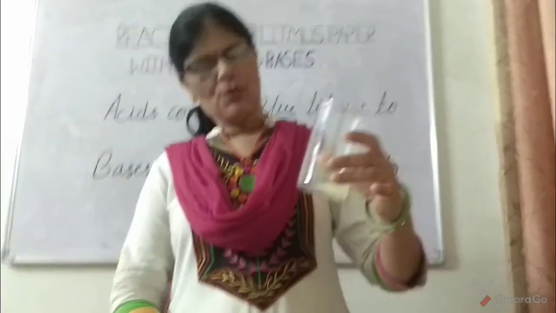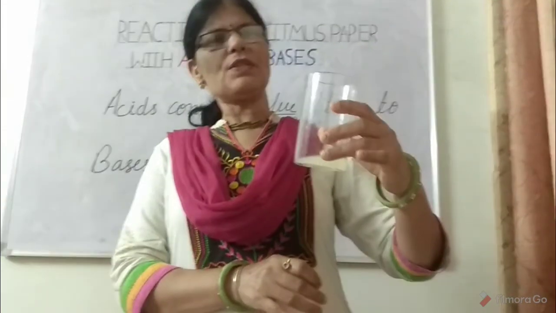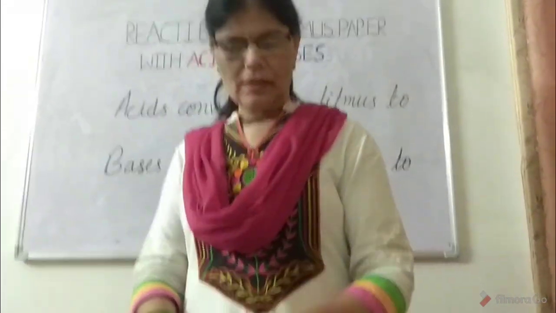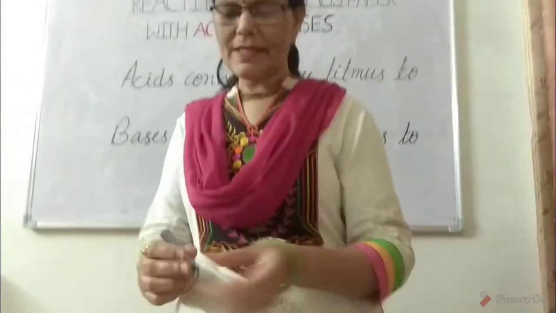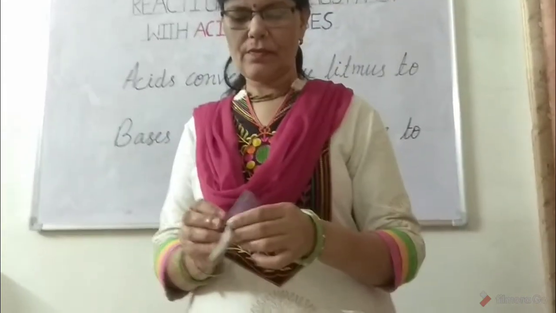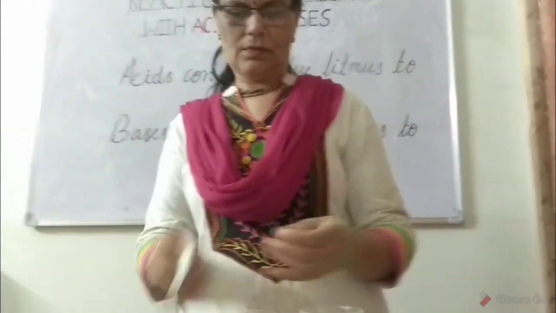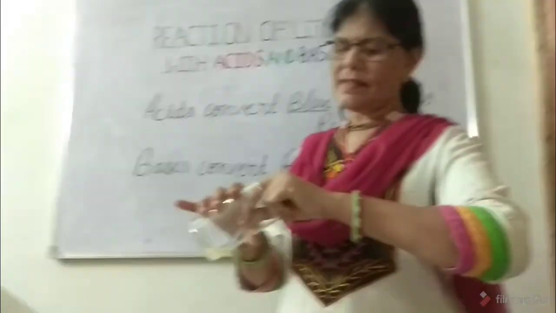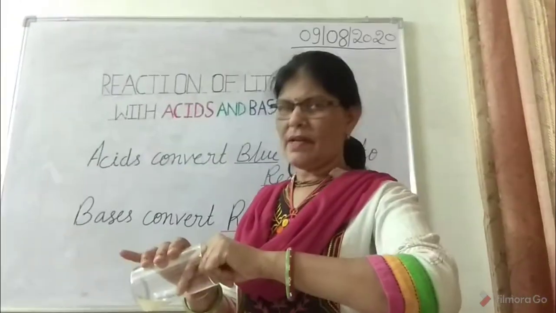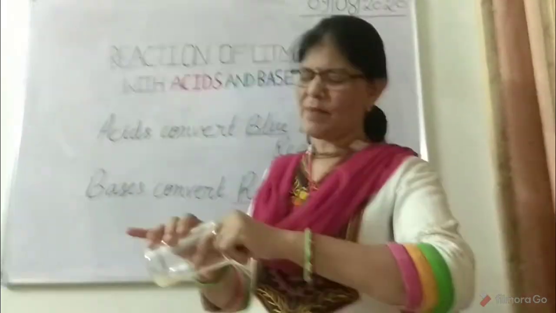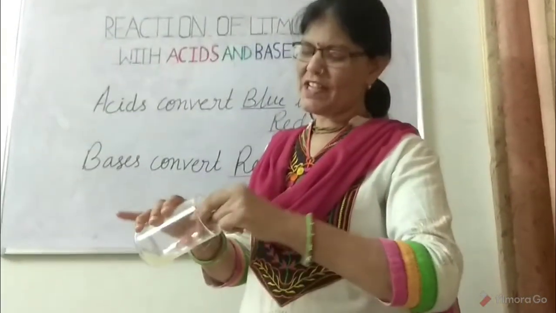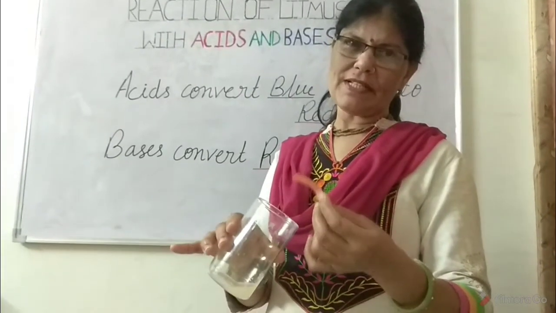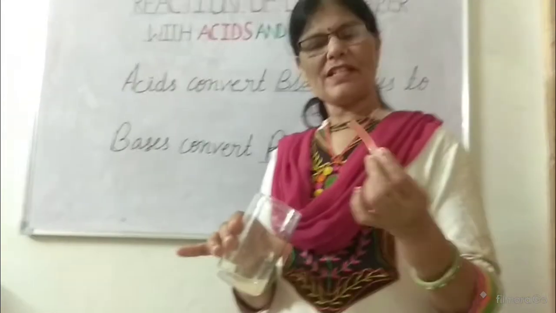Now next, this is our lemon juice solution. So let us check for the blue litmus paper. I am dipping the blue litmus paper in this lemon juice. Oh wow, color has changed. It has changed into red color. So we have seen blue litmus paper has changed into red color.